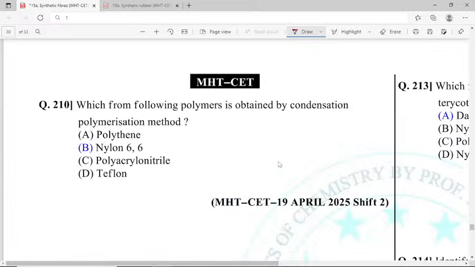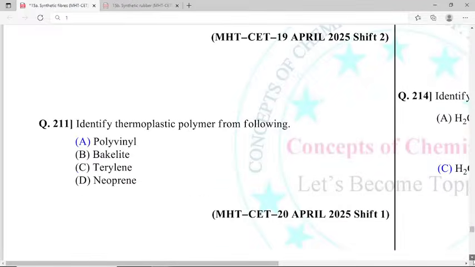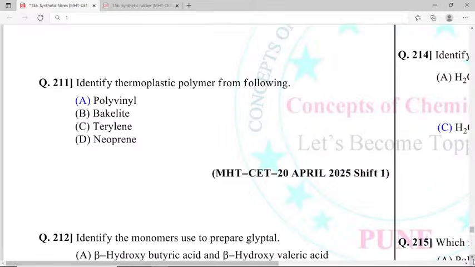Which from the following polymers is obtained by condensation polymerization? Nylon 6,6 is the example, condensation. Next, polythene, polyacrylonitrile and Teflon are addition. Identify the thermoplastic polymer. Polyvinyl polymers are thermoplastic. Next, bakelite, terylene and neoprene, these are thermosetting polymers.